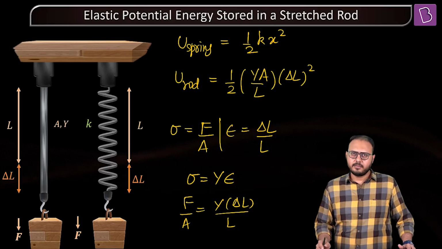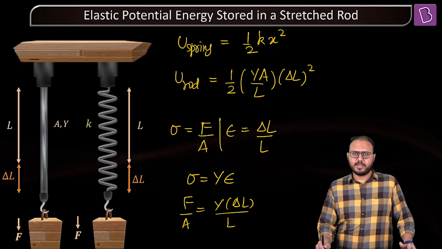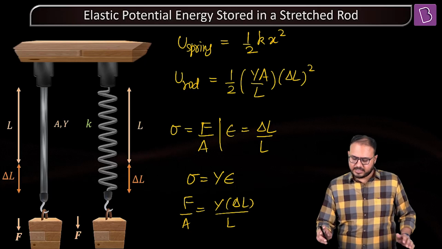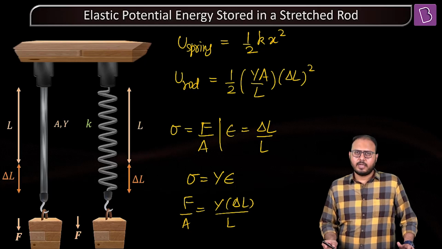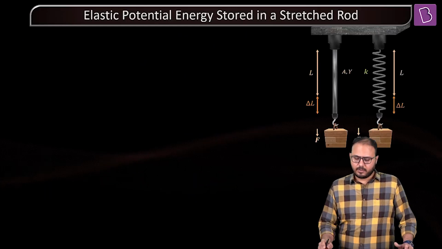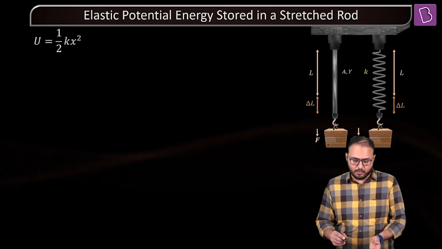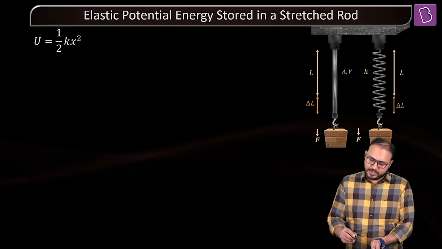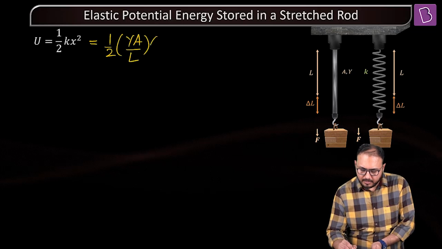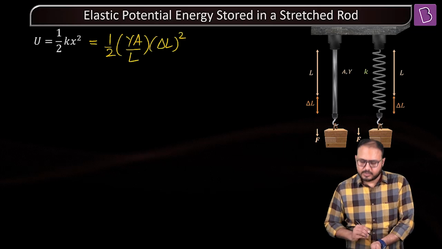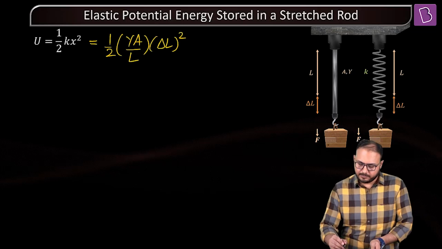Okay, so ready? Are you ready? Yes, sir, we are ready. Sure? Yes, sir. See how we can justify this. Are you ready with what's going to happen? All right, here we go. U equal to half kx square. 100%, sir. Half YA by L delta L square. Pakka? Yes, sir, pakka.